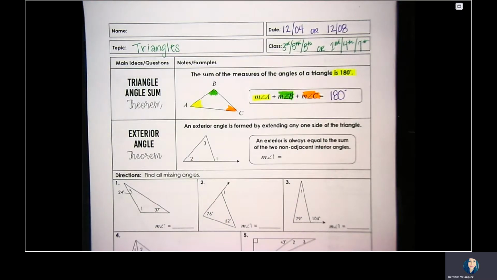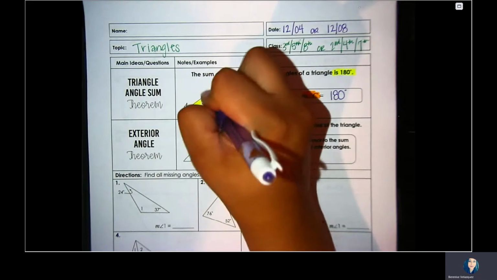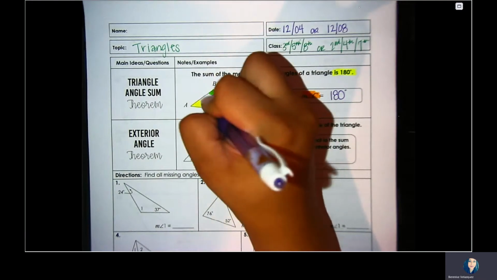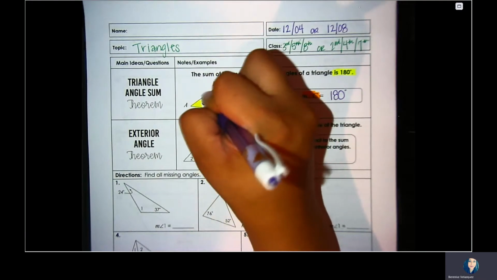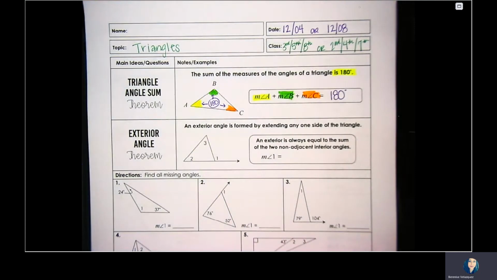Now, we talked about this before on our last lesson that we did on the previous test. We talked about triangle sum, and we said that every triangle always equals 180. So if I take this, add them all together, it's always going to be 180. I don't care how big, how small you make the triangle. If it's right, acute, obtuse, equilateral, equiangular, scalene, all those fancy words we learned, they're always going to be 180.